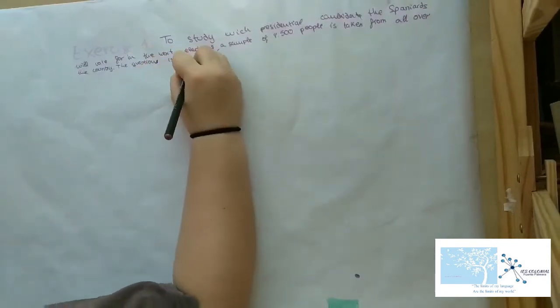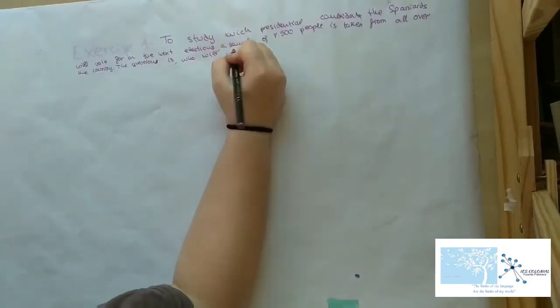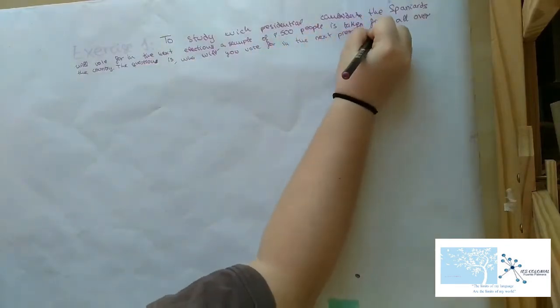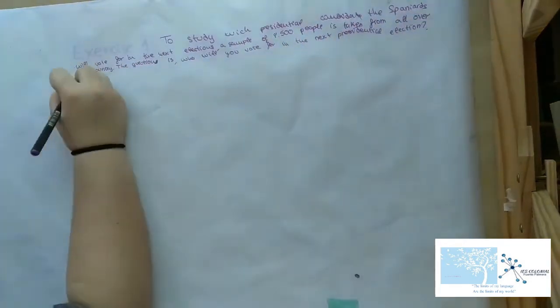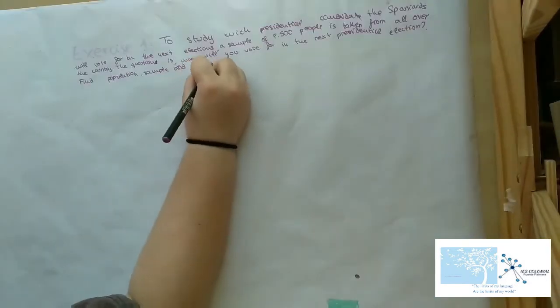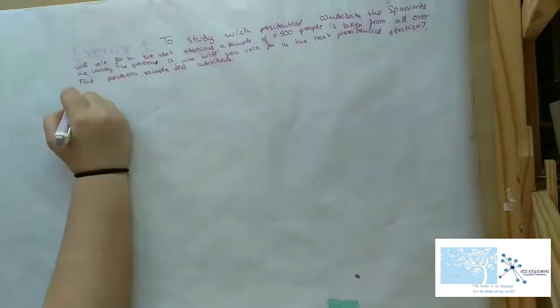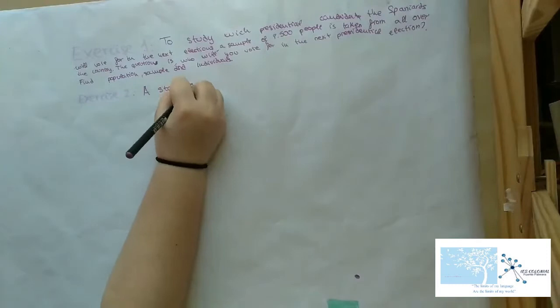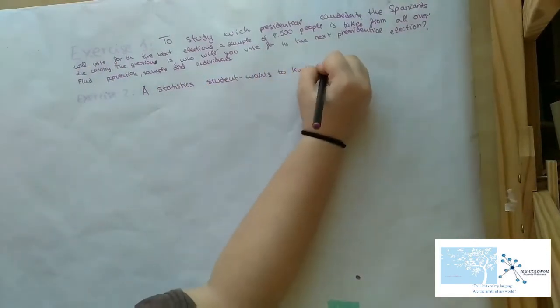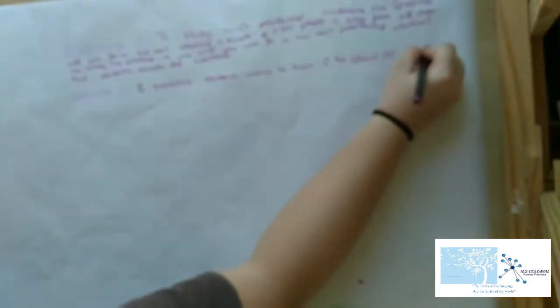Exercise 2. A statistics student wants to know if the colonial ES professors prefer to teach classes with formal clothes or with informal clothes. That is why she conducted a survey of 30 randomly chosen ES colonial professors. Find the population, sample, and individuals.